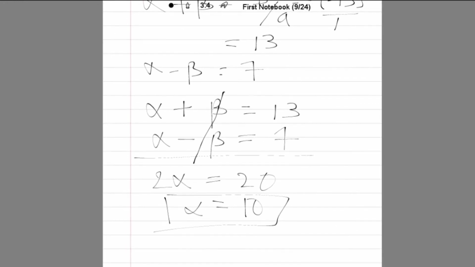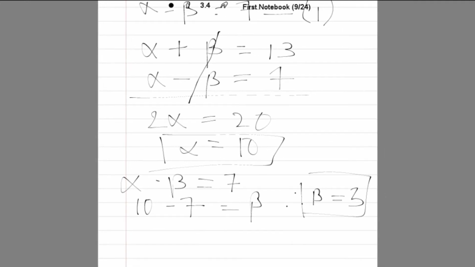Now if we substitute this value of alpha in one of the given equations, that is alpha minus beta or alpha plus beta, we will get the value of beta. So we are going to substitute in this equation. Suppose we take this equation as 1. So alpha minus beta is equal to 7, and we substitute that 10 here. So 10, this beta goes on the other side and the 7 comes on the other side. So 10 minus 7 is equal to beta. Therefore beta is equal to 3. Right, we got the values of both the roots.